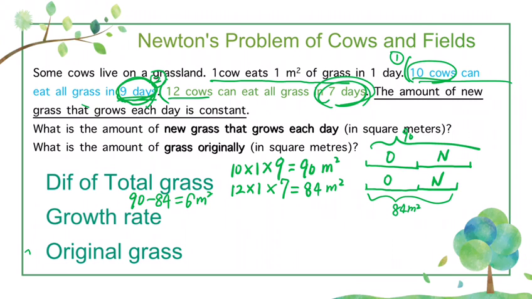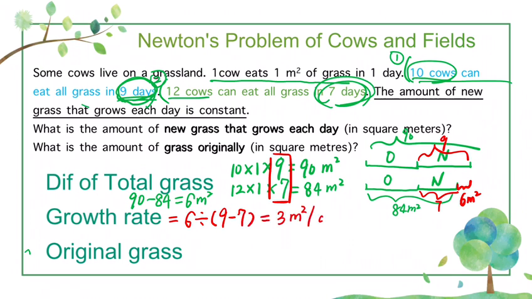And somebody tells me, oh, teacher Carolyn, so the new grass grows 6 square meters every day? No. Why? Because in this question, the difference of 6 square meters is not for only 1 day, it's for 2 days. This new grass is for 9 days, this new grass is for 7 days. So the difference is for 2 days, right? So the growth rate should be 6 divided by 2. Where is the 2 from? 9 minus 7. So it's 3 square meters per day. Okay, so this is the growth rate.